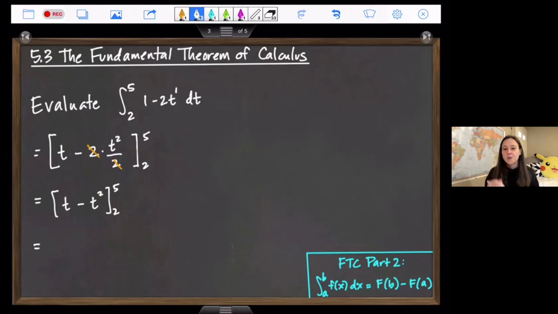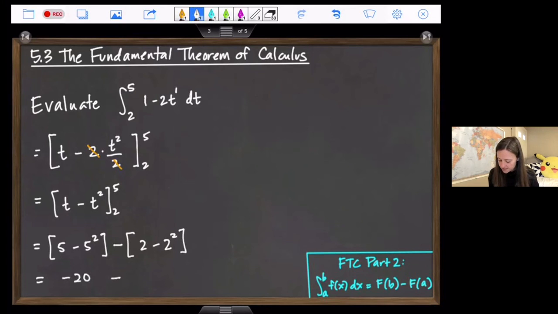All right, remember, we always plug in upper limit minus lower limit. So plug in your upper limit. I'm going to have 5 minus 5 squared minus 2 minus 2 squared. All right, so the first one is 5 minus 25, so that's going to give me a negative 20 minus, and then I've got 2 minus 4. So in the brackets here, 2 minus 4 is going to give me a negative 2. So I've got a negative 20 minus a negative 2. And then that's going to give me a negative 18.